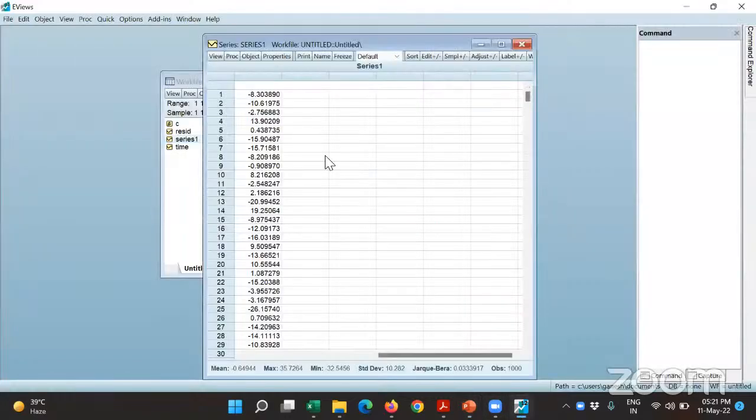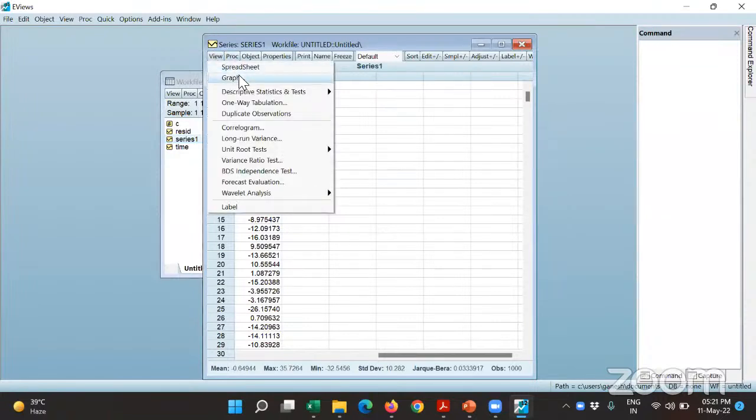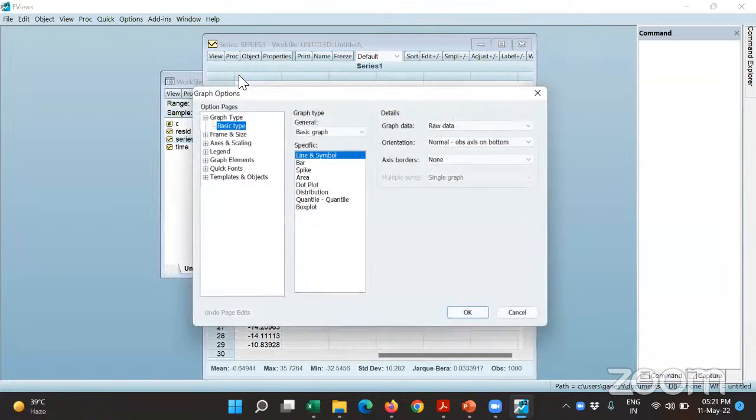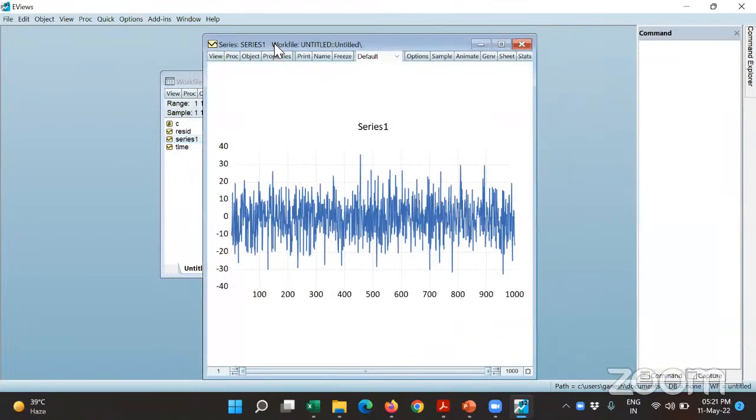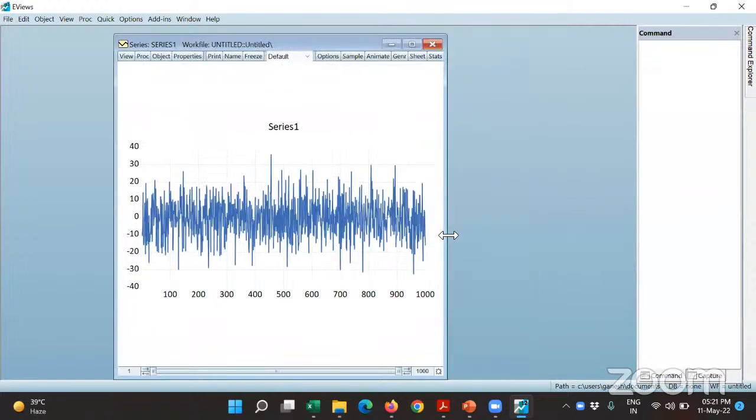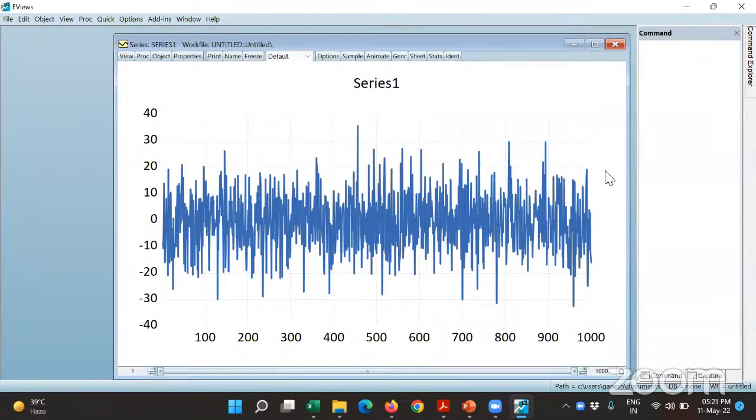Firstly, looking at the graph, I go to View and choose Graph, and a line graph. I'm interested in that. This is the series which I have here. By looking at the graph itself, and of course, I prepared it myself, we generated it ourselves, so we know the basic attributes.